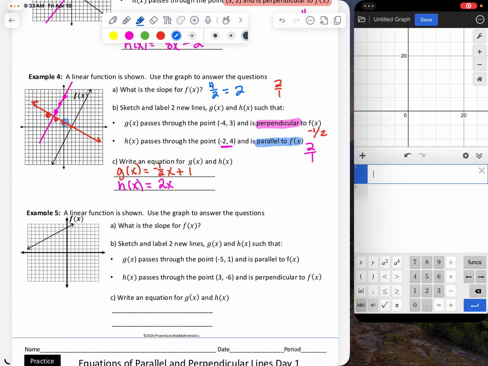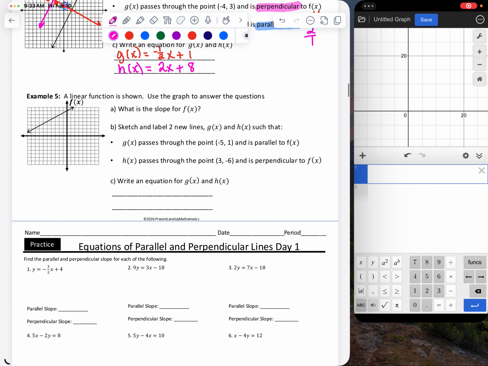because now I know where it touches the y-axis. Let me label this h of x. Okay, so it touches it at 1, 2, 3, 4, 5, 6, at +8. So now I have my equation for h of x. All right, pause the video and try example 5 on your own. All right, welcome back. Let's see how you did.